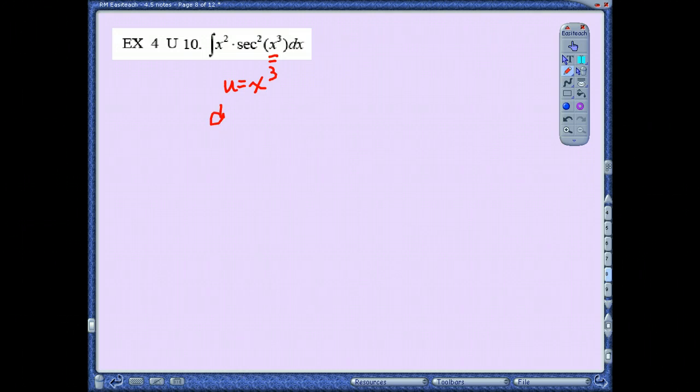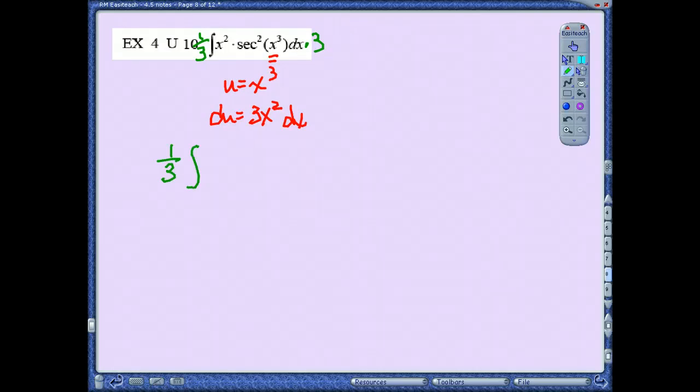Okay, so du is going to have to be 3x squared dx. Well, I have the x squared and the dx. I'm all out of 3's though. So I'm going to need to multiply, and it's all multiplied. I'm going to multiply the front by 1/3. That way I've only multiplied by 1. I haven't changed anything.